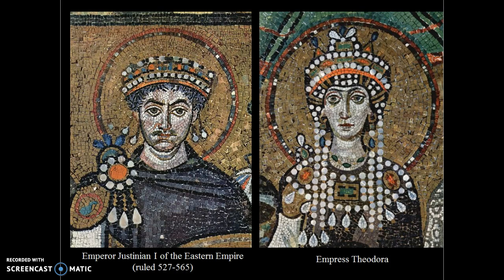In the 6th century CE, Byzantine political power, wealth, and culture reached its height under Emperor Justinian and Empress Theodora. Justinian ruled from about 527 to 565 CE. Justinian and Empress Theodora were thought to have ruled as co-rulers. This is a little bit unusual, but not too much. But what's really unusual is Theodora's position.